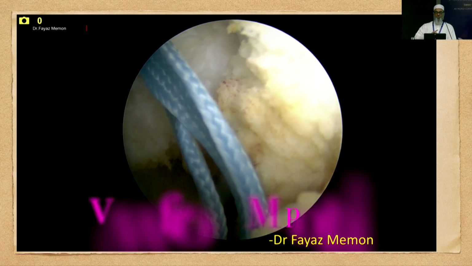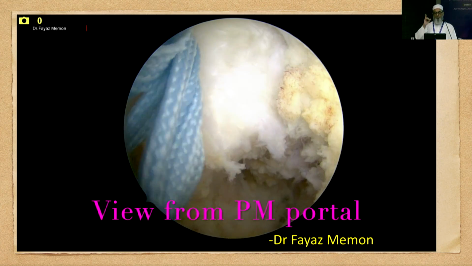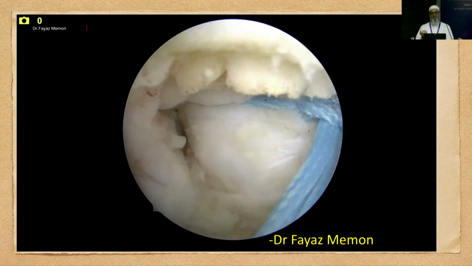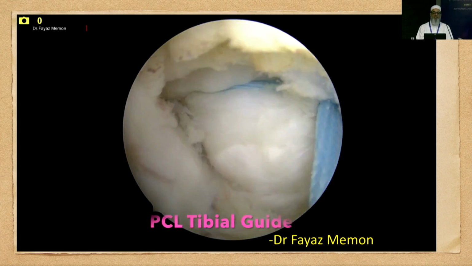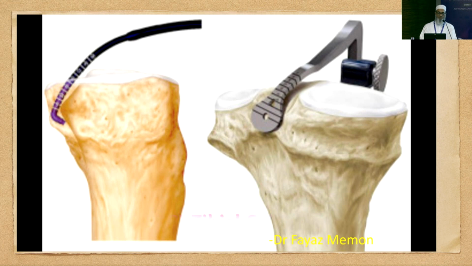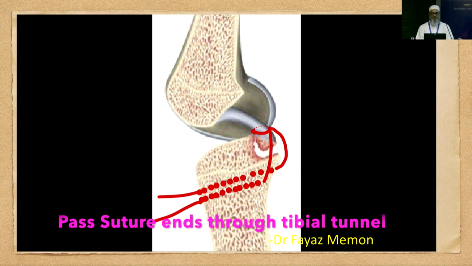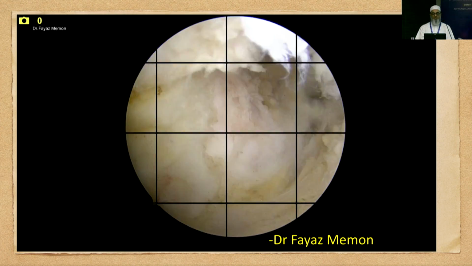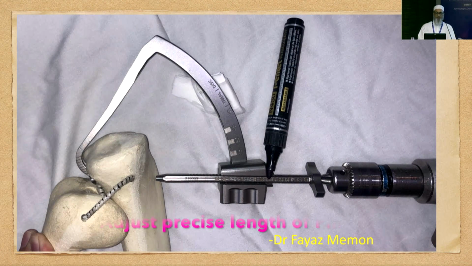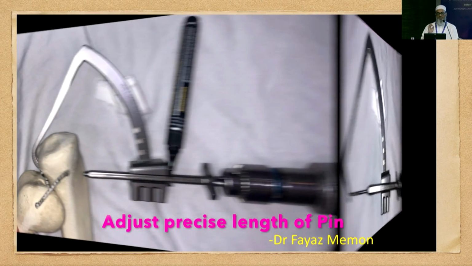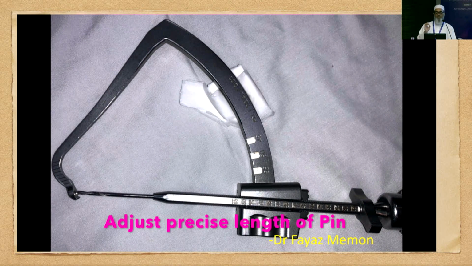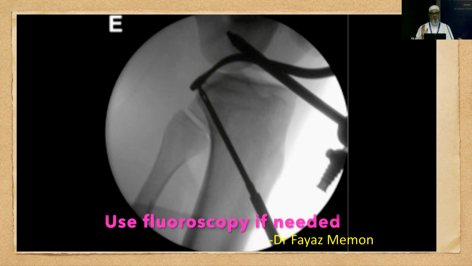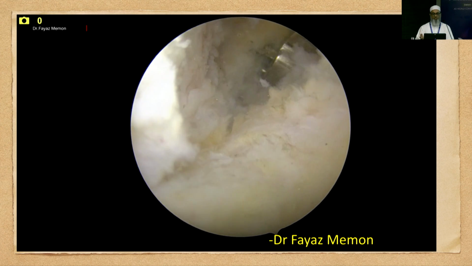Now again shift your scope to the posteromedial portal, the superior one, and retrieve the 2 limbs of the fiber tape from the inferior posteromedial portal and keep the knot bang behind the PCL. Use this PCL tibial guide for creating 2 tunnels, one infero-medially and the other infero-laterally. First create the infero-lateral one. Remember that the length of the pin should be adjusted precisely to avoid any inadvertent injury to the posterior neurovascular structures. You can use the fluoroscopy if required. Usually you don't need it.